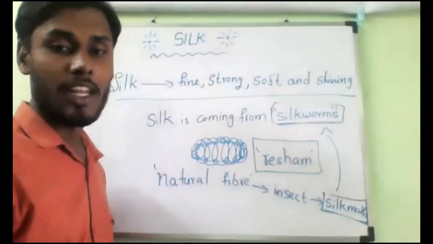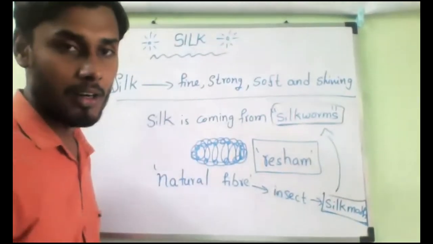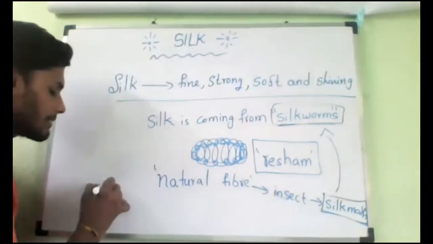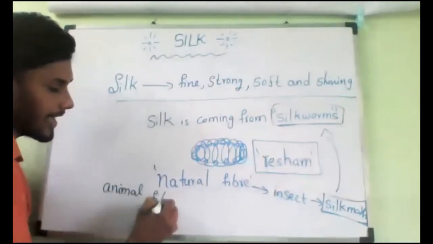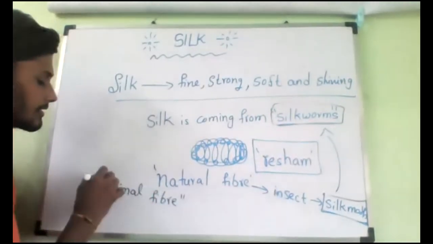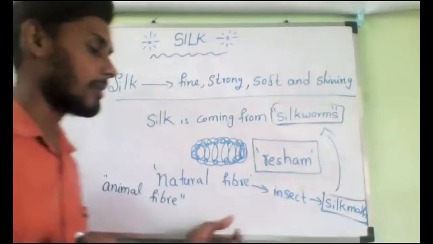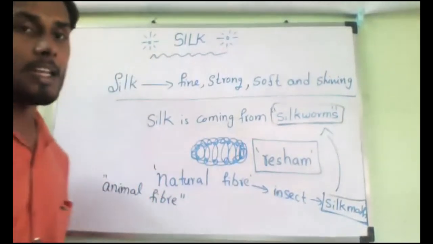Animal family. We can call this one animal fiber. It is animal fiber because it comes from the animal family, the insect family. So that is why it is called animal fiber.